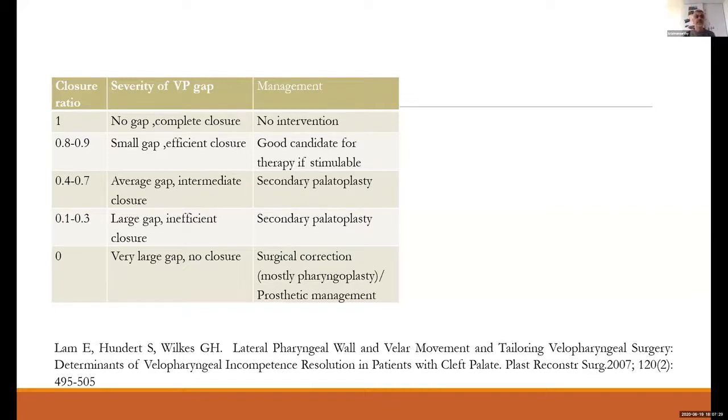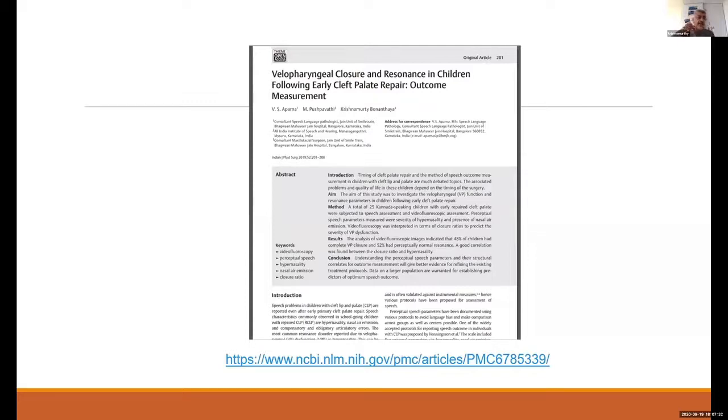Next slide, please. However, you don't have to go and look at all those papers. Aparna has written up a paper, which has been published last year, in the Indian Journal of Plastic Surgery. The link is given below. It's an open access article, and you can read it completely. So how we capture the lateral video fluoroscopy, how we do the measurements, and how we apply the severity grading, all of that is clearly depicted in this paper, and I hope it helps you in making use of this important tool for your patients.